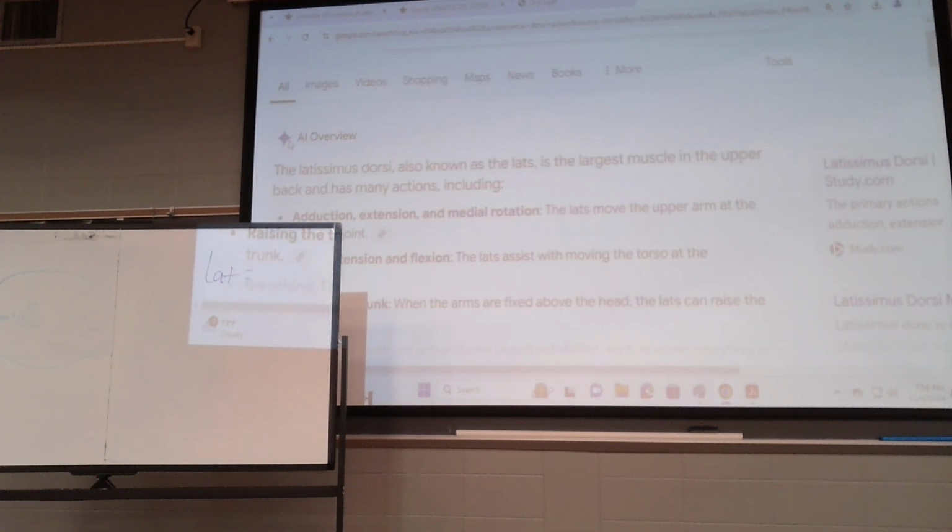The latissimus dorsi, also known as the lats, is the largest muscle in the upper back and has many actions, including adduction, extension, and medial rotation.